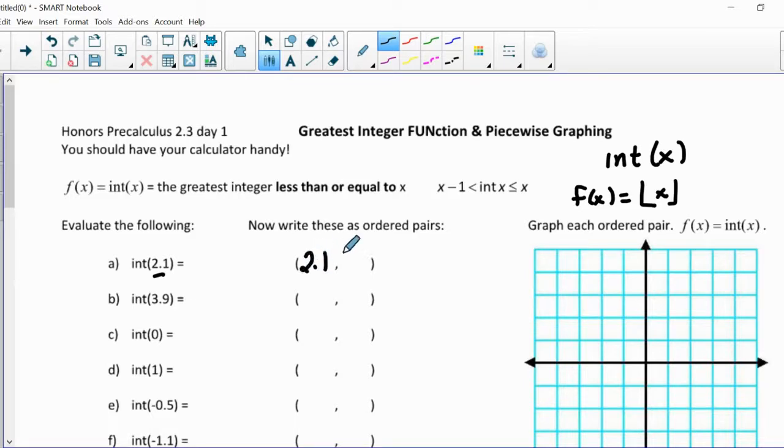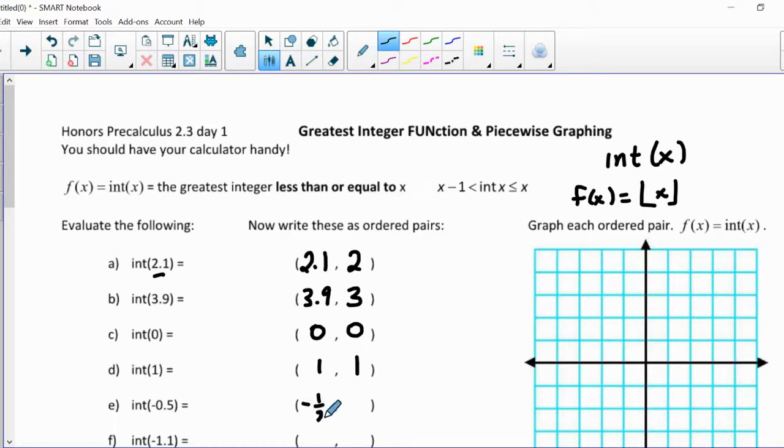So x is 2.1 here. I'm going to write 2 because that's below it. 3.9, the integer that's below it is 3. In rounding, we would go up to 4, but we're essentially going down to 3. 0 is going to be on the graph because you don't have to change it. It's less than or equal to. So then 1 is going to have 1.